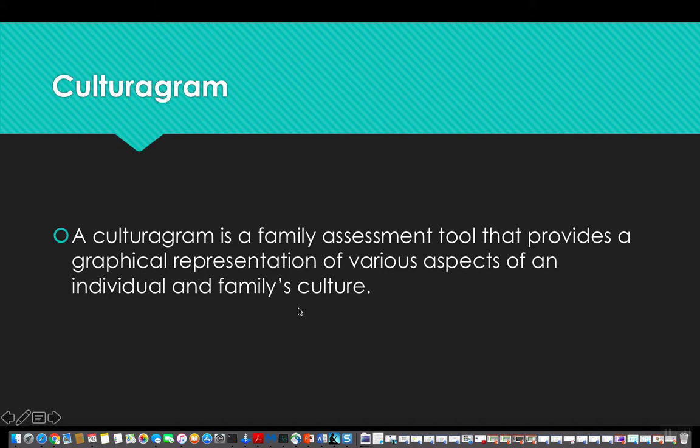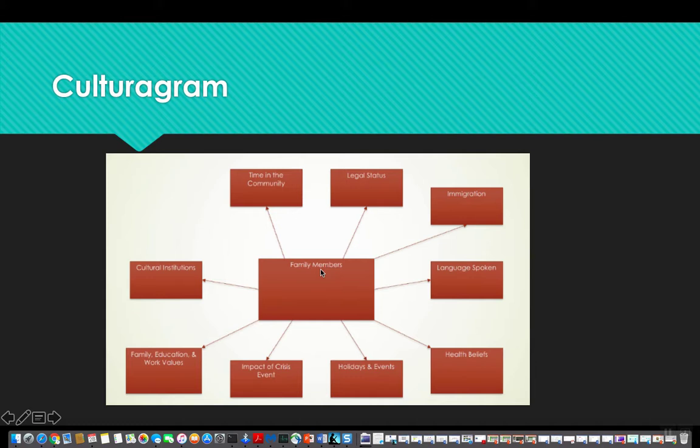Now let's look at a culturogram and what it does for clients that are marginalized. A culturogram is a family assessment tool that provides a graphical representation of various aspects of an individual and family's culture. A culturogram begins with the center, where the family and individual are located, and around the center there are aspects of the family. For example, time in the community: how long has the family lived in the community?